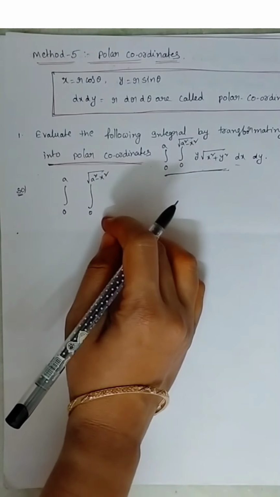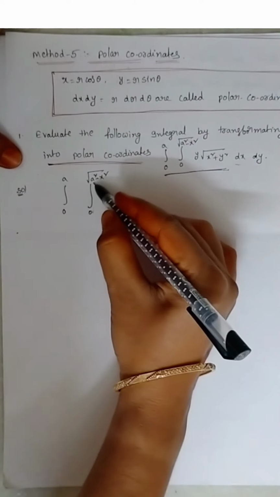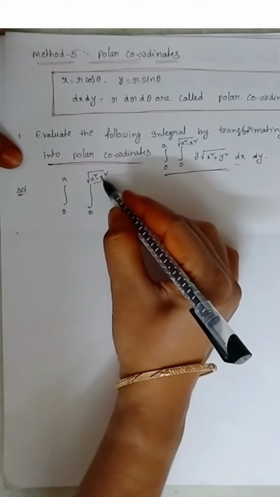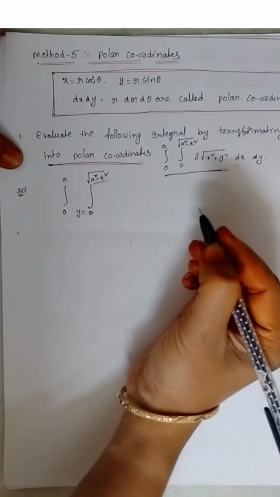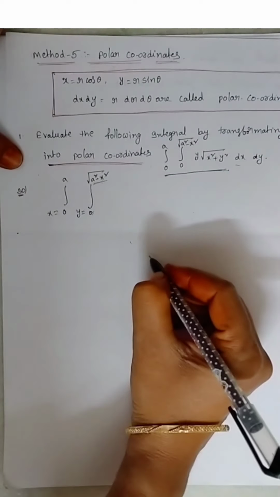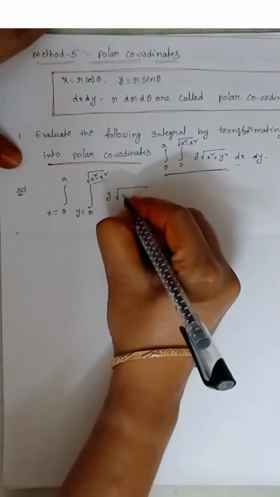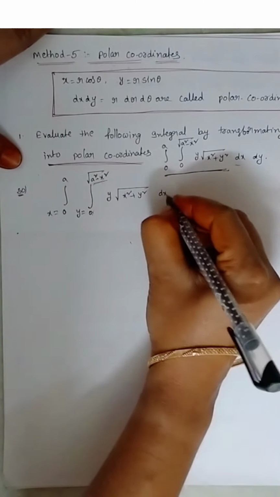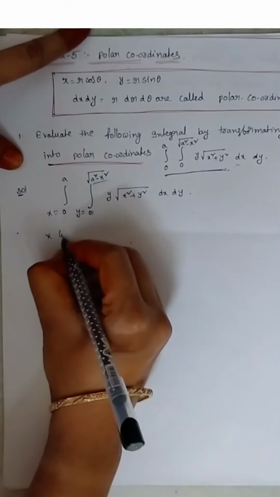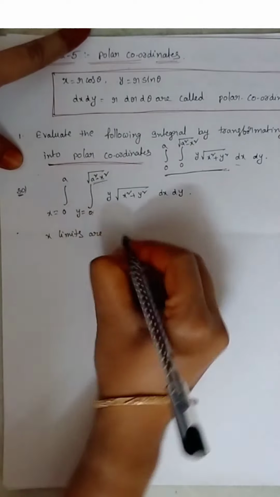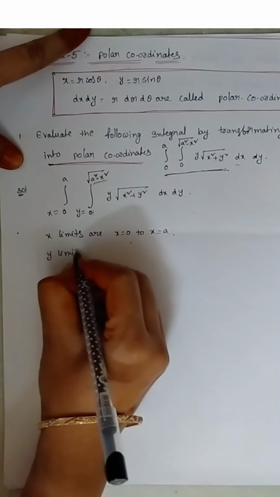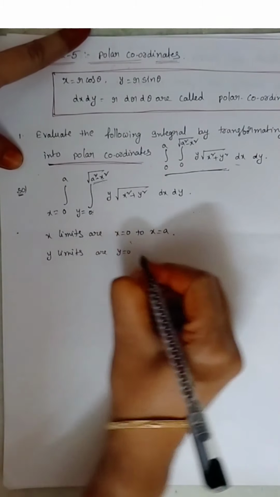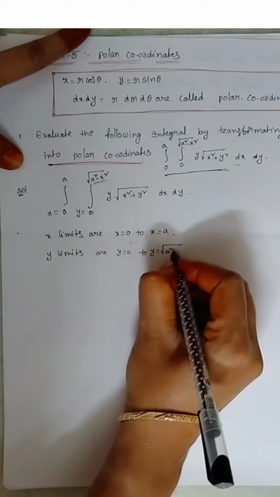From the given problem, which one is the x limits and which one is the y limits? Already you know that the limits in terms of x are variable limits. So these limits belong to y, and obviously the remaining limits belong to x. The integrand is y into root of x square plus y square into dx dy. Therefore the x limits are x equals 0 to x equals a, and the y limits are y equals 0 to y equals root of a square minus x square.